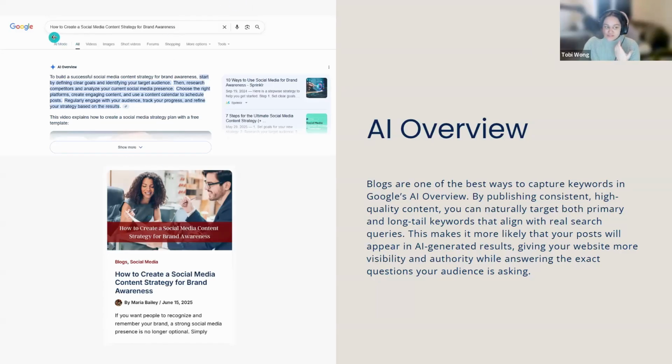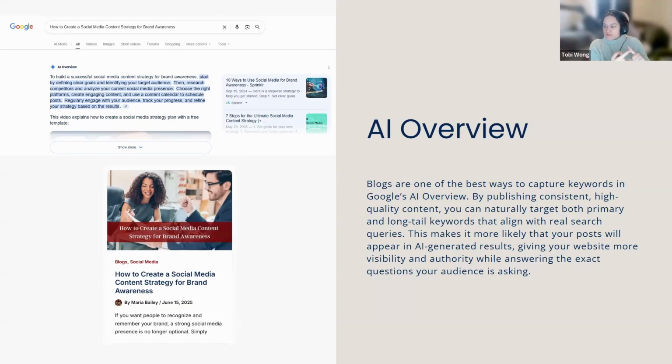So when I searched how to create a social media content strategy for brand awareness, you can see the first 2 results that are coming up in AI overview are blogs from websites because people are looking for that. And then I actually created a blog exactly with that, how to create a social media content strategy for brand awareness. So that's why it's so important that we find these keywords.